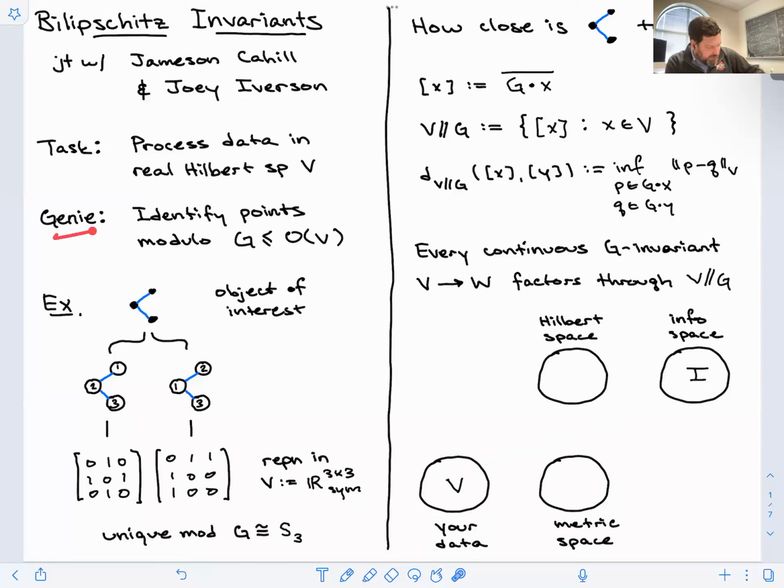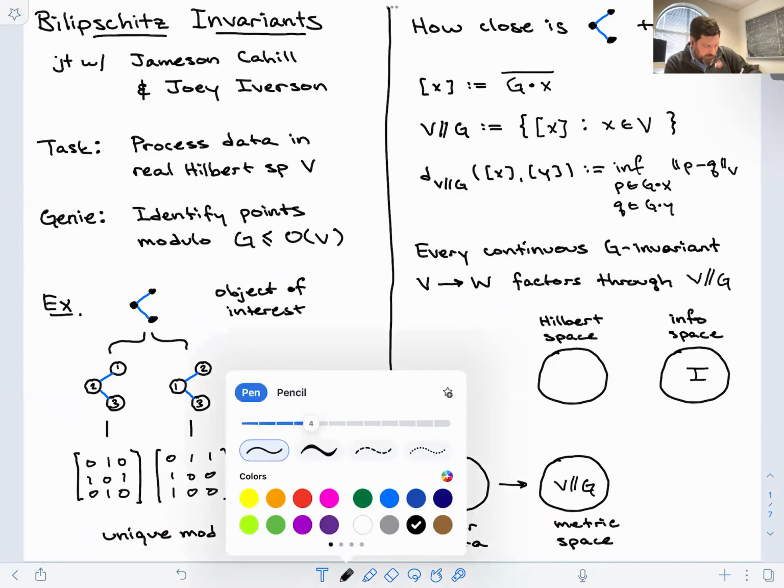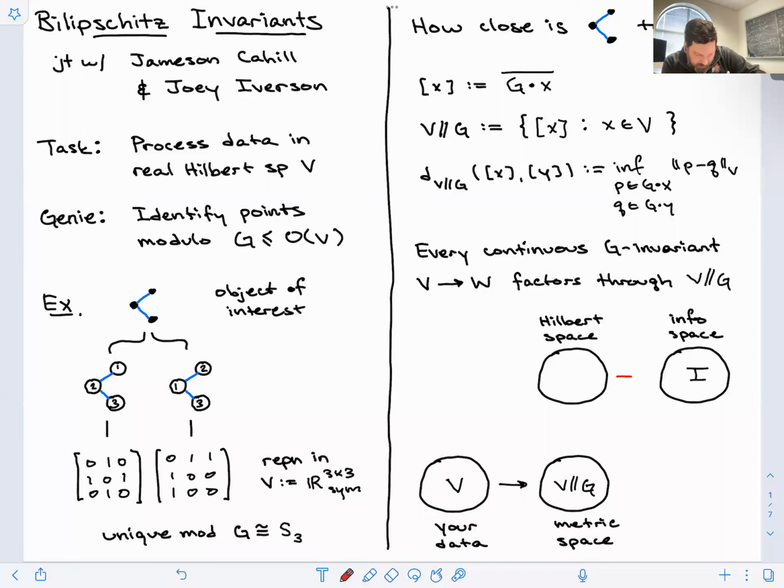But now we have to reconcile what the Gini tells us. The Gini tells us that we should really be thinking about our points as residing in the metric quotient. So this is a metric space, but it's no longer a Hilbert space. So we're missing out on all of those algorithms that have been designed specifically for Hilbert space. We're wishing we could use this arrow. This is most data processing algorithms.